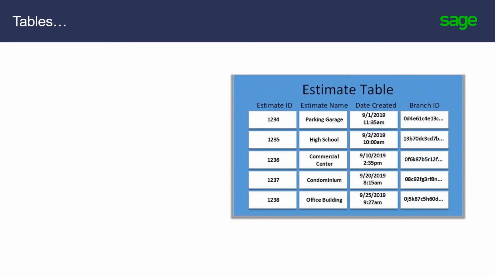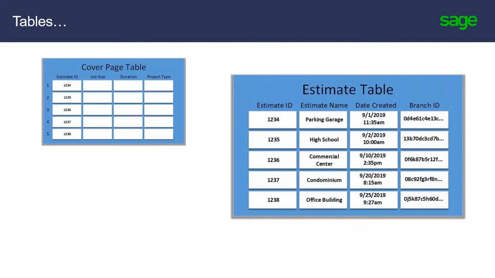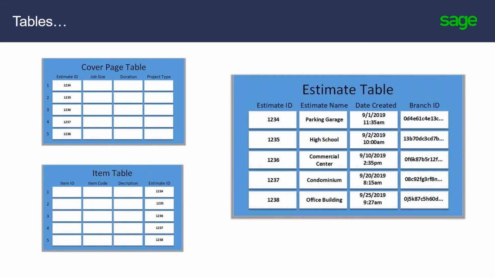We have multiple tables. We have the estimate table, the cover page table, and the item table. Each one of those tables contains the estimate ID, and this is what ties things together. The estimate ID in the estimate table references the cover page information in the cover page table, and it also references the item information in the item table. So the estimate ID, that key field, is what ties everything together.